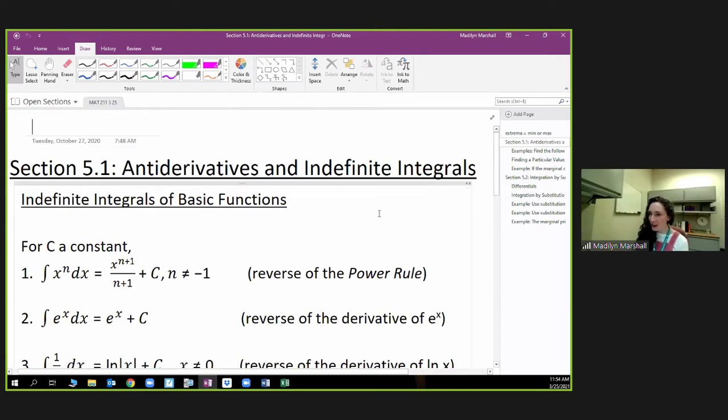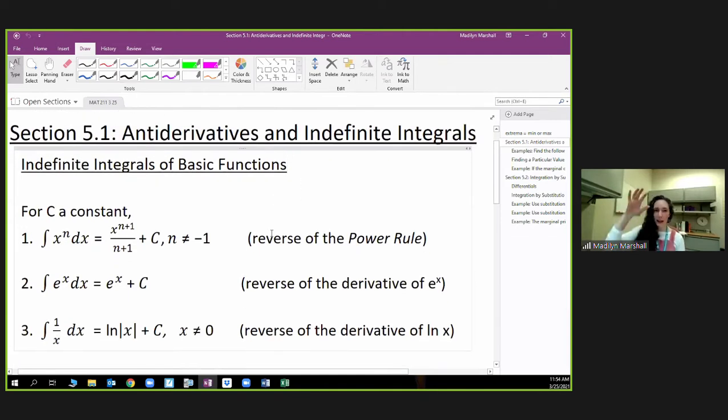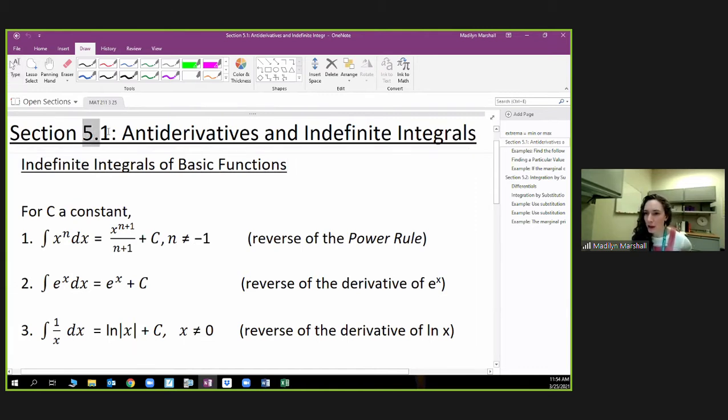Okay, so we are continuing on in chapter 5 now. And so all of this, it was from Tuesday. So I'm just putting these back up so we can reference them as we are finishing up section 5.1 a little bit. So on Tuesday, we started antiderivatives and indefinite integrals, and we had these 3 basic rules.